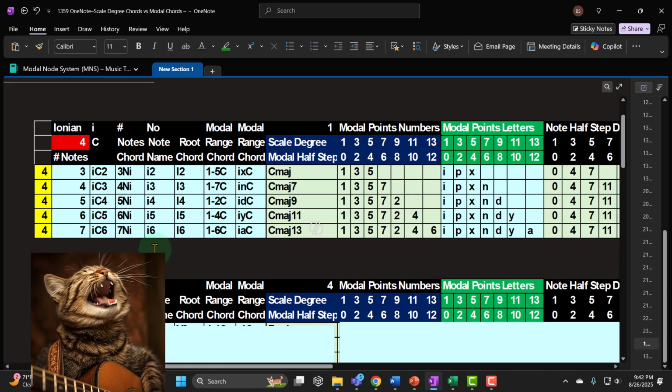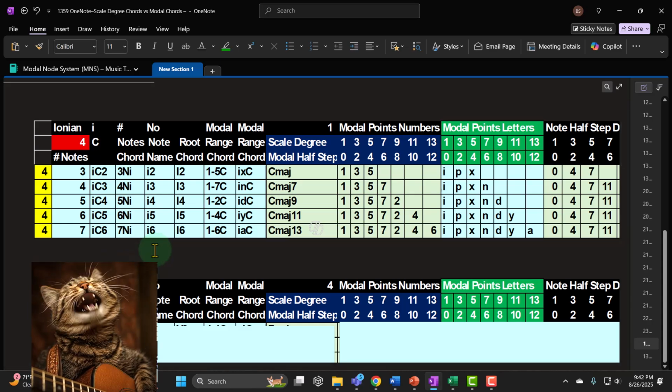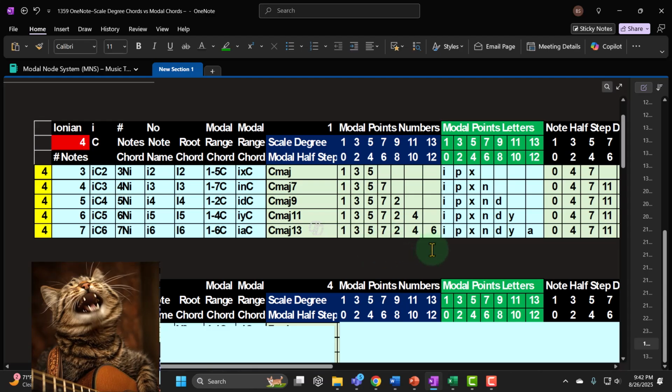modal whole step chord. That's the point we start on. The end point is 6 modal whole steps up, which is 12 modal half steps, which would be the 13th scale degree. Capital I6 if it's the tonic. The range could be a 1-6 modal range chord, meaning if you start on the 1 and you take every other modal point, it's going to get you to the end point of the 6, and then you just take every one in between on the way.